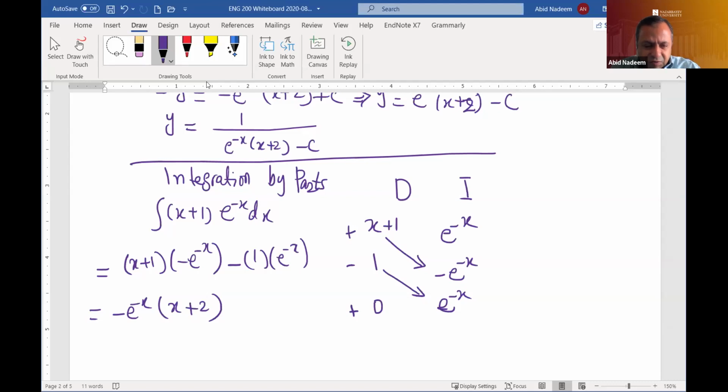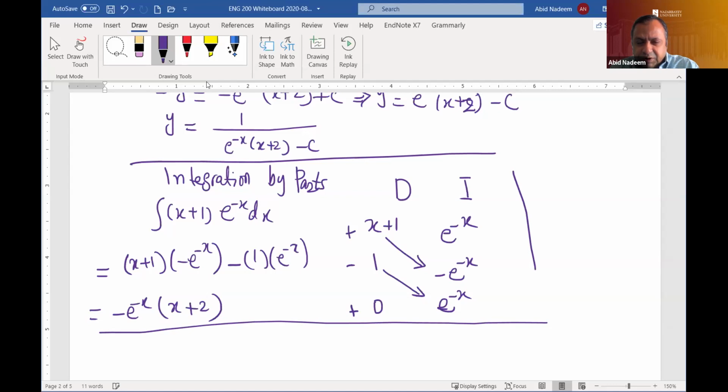Okay, so in this way, you can very easily do the integration by parts. So this is a kind of shortcut method of integration by parts. Okay, next.